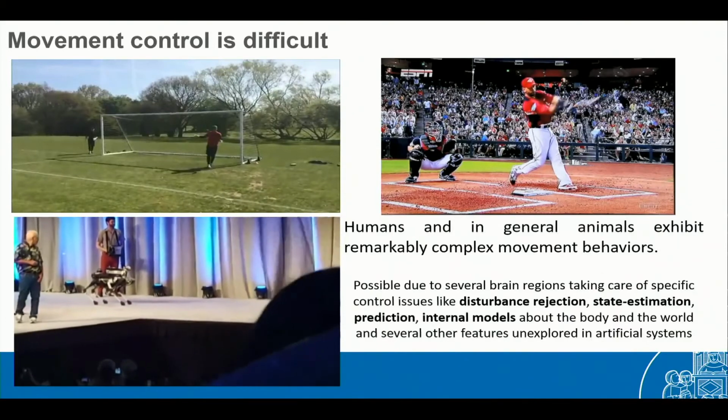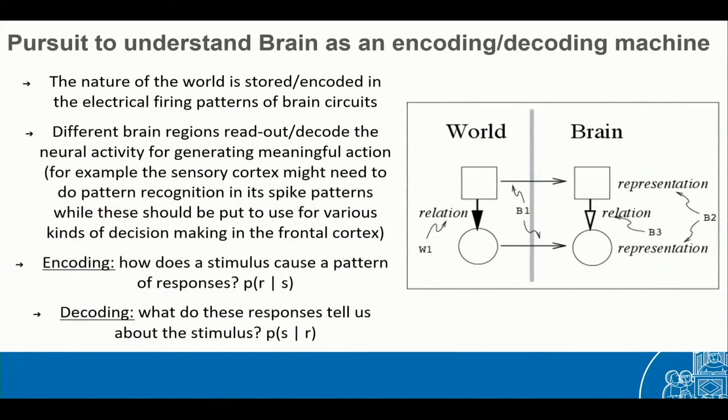of the robot. Starting from neuroscience, we see that neuroscientists try to understand the brain like an encoding-decoding machine, where the encoding is how the stimulus is perceived by the brain and transformed into spikes, for example. We also want to decode, to understand what happens when the brain sends commands to the body, and what these responses tell us about the stimulus that the robot or the human can have.